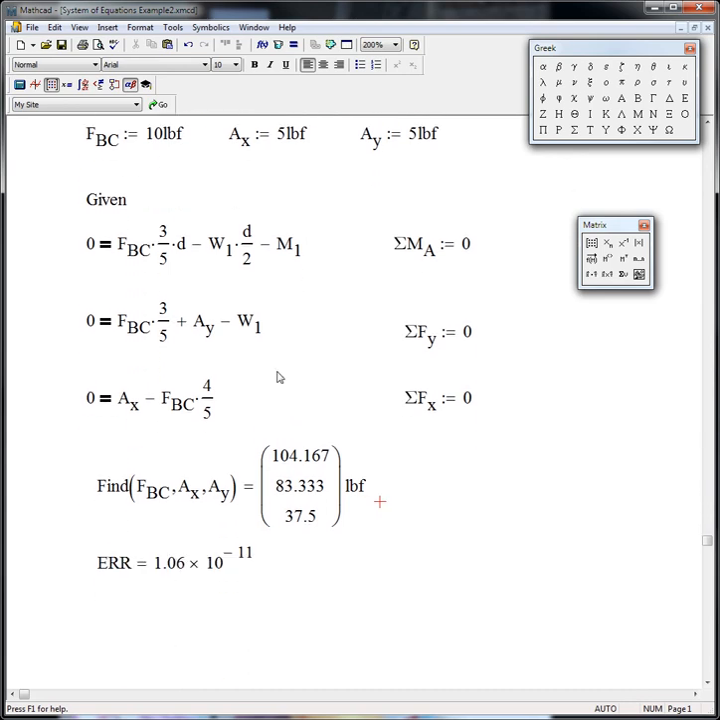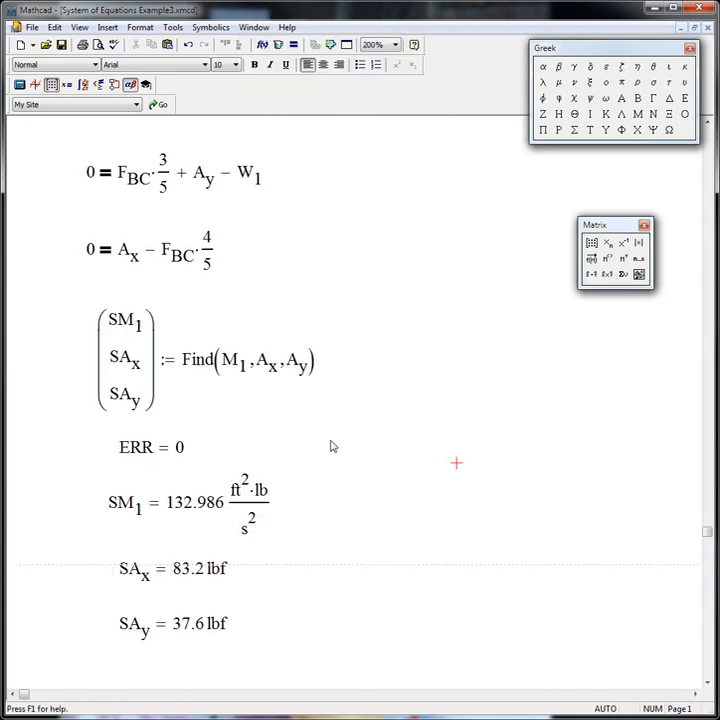That's what we used, and we got these values for FBC, A sub x and A sub y, and so we put in the 104 pounds for FBC as a known value, and then we would solve for M sub 1, A sub x, and A sub y. The A sub x and A sub y look okay, right? They're still about the same, which is what we would expect, but right here we're expecting 50 inch-pounds. So you can see that there's a problem here in that these units, they're not in inch-pounds.